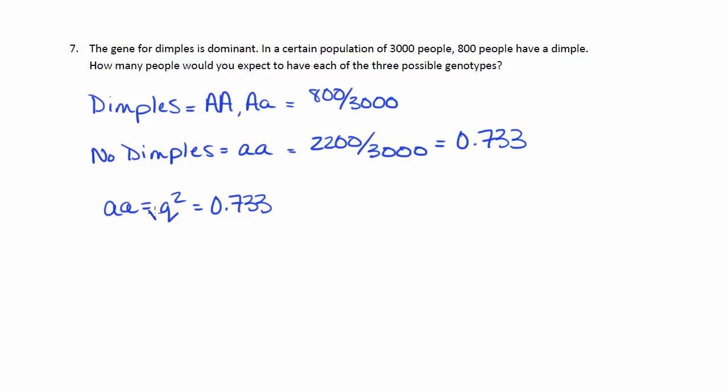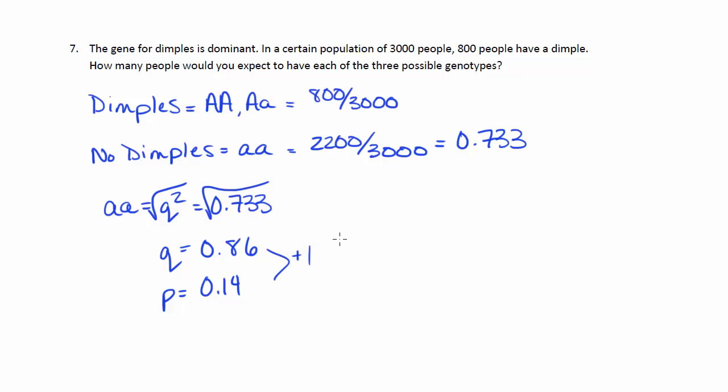If we take the square root of both sides so that we can solve for Q, Q is equal to the square root of 0.733, which is 0.86. And so that's Q, and if P plus Q equals 1, then P is going to be equal to 0.14, because again, these have to add up to 1.